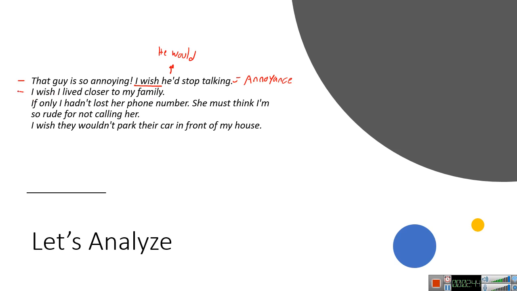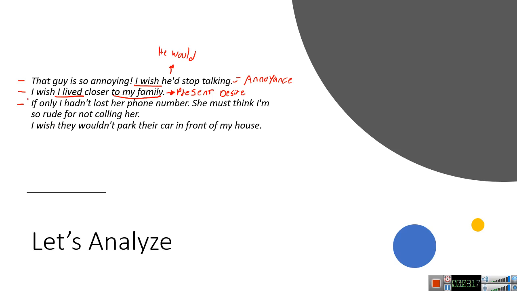Now, I wish I lived closer to my family. I wish I lived closer. This is past simple, but I'm talking about the present. I want to live closer to my family now, but I cannot do it now. So this is a present desire because I want to move closer to my parents. That's not what's happening right now.